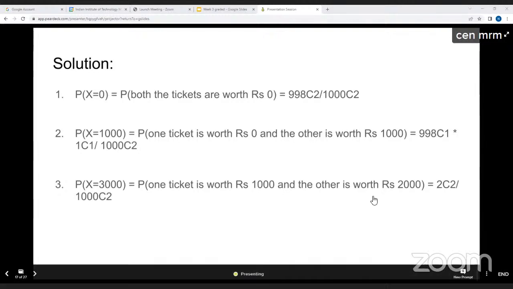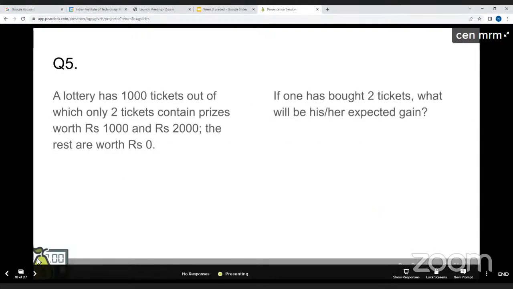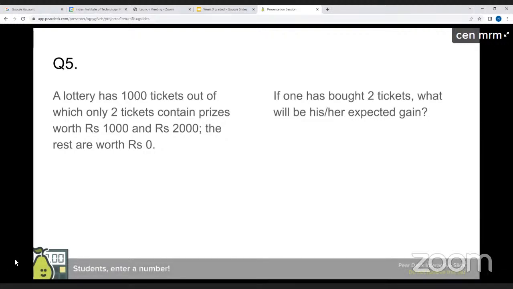So, okay, we'll move to the next part. In this case, it's just a continuation. Now you have to find what the expected gain should be. I assume if we have solved all this, it should not be very hard.